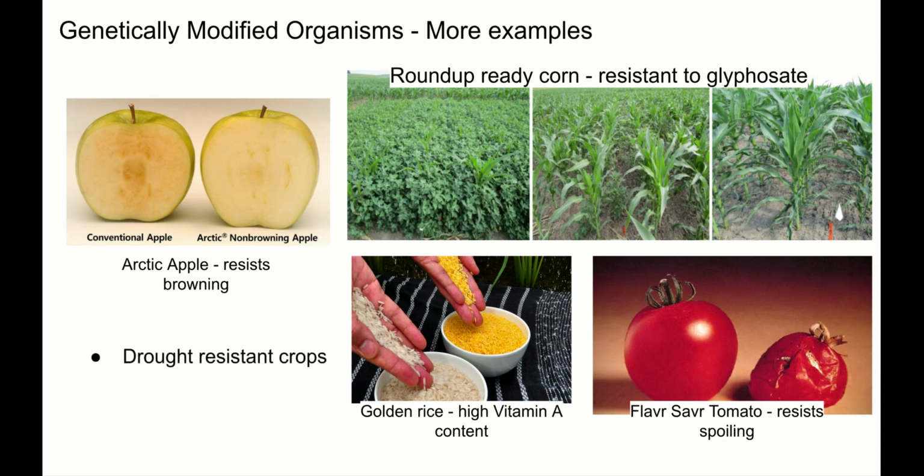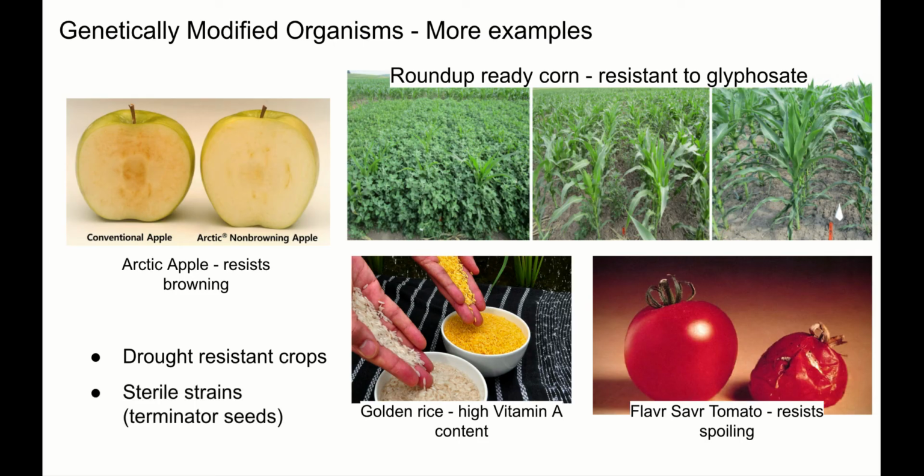One type of genetically modified organism that we hope becomes more used worldwide are drought-resistant crops. These are not being developed very successfully. These are not being used worldwide yet, although there's a lot of hope that we could be able to develop drought-resistant crops that need less water input.